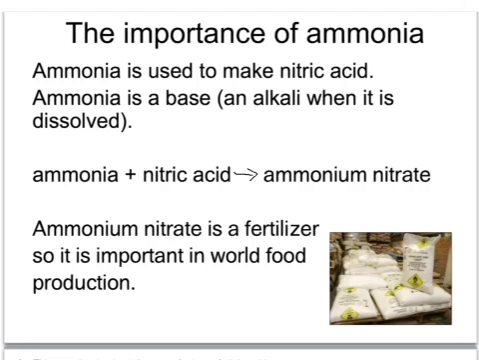When these are reacted together in the right proportions, they make a salt called ammonium nitrate, which can be made into crystals, and these crystals are sold as a fertilizer because they contain nitrogen atoms which can be used by plants for growth. So ammonium nitrate is a fertilizer. Fertilizers are very important in world food production.